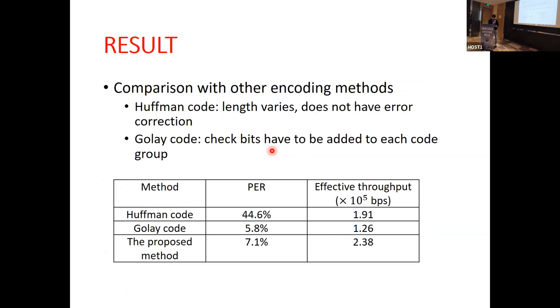We performed experiments to compare the proposed method with two other encoding methods. For the Huffman code, its length varies, but it does not have error correction. For the Golay code, check bits have to be added to each code group, so the effective throughput is much lower than that of the proposed method.